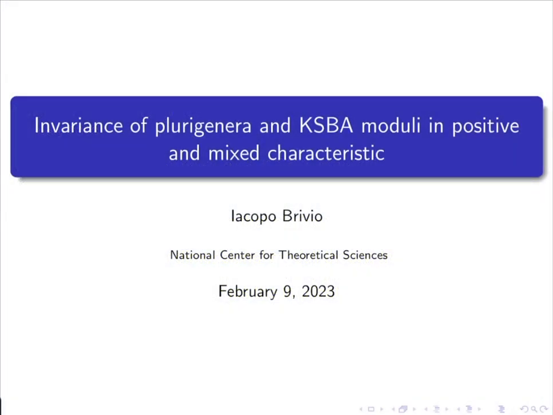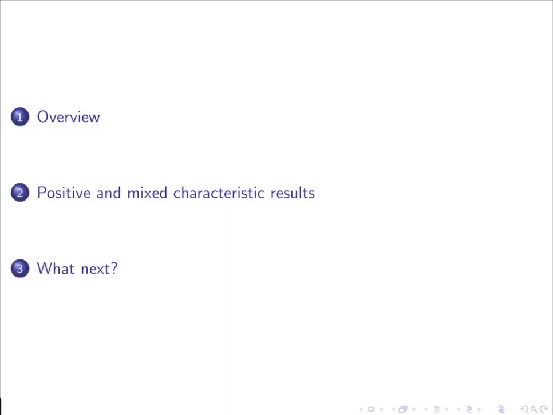So the talk is going to be divided into 3 parts. First, I'm going to give an overview of the situation, mainly on the complex numbers. Then we're going to move on to positive and mixed characteristic, where we are going to see what is still okay and what is not okay anymore. And then I'm going to conclude with a couple of questions that I think are natural and interesting enough.